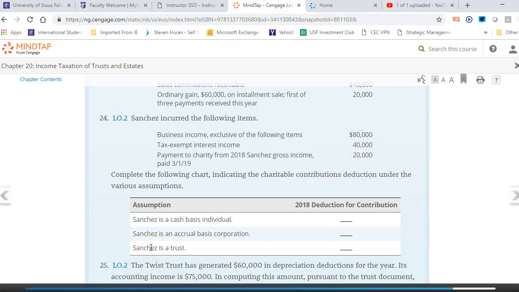The last one, Sanchez is a trust. Now the answer is a little bit different. It's 13,333, limited to 80 of 120. So 80 plus 40 is 120. And so he can take 80 divided by 120, that ratio, and use that. So it's 80 divided by 120 times 20, which is 13,333. And that's what's allowed. Okay, so that's it.